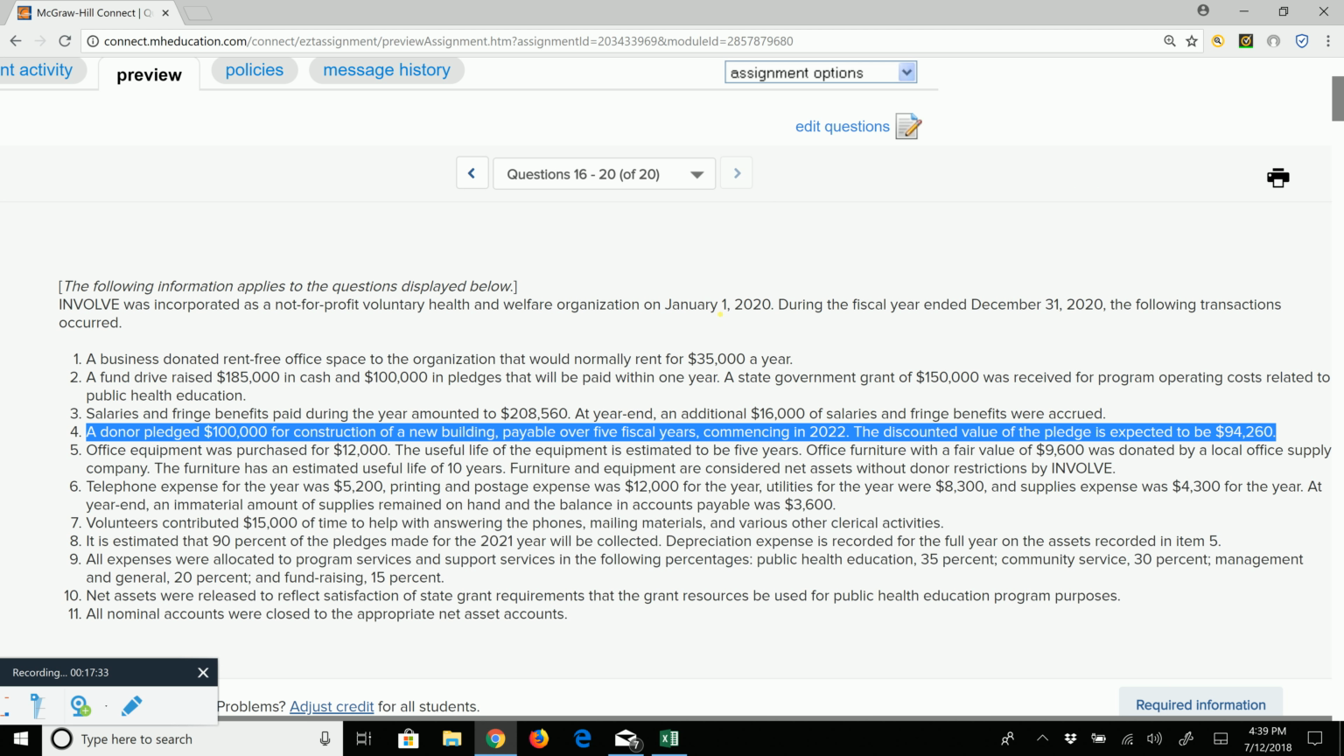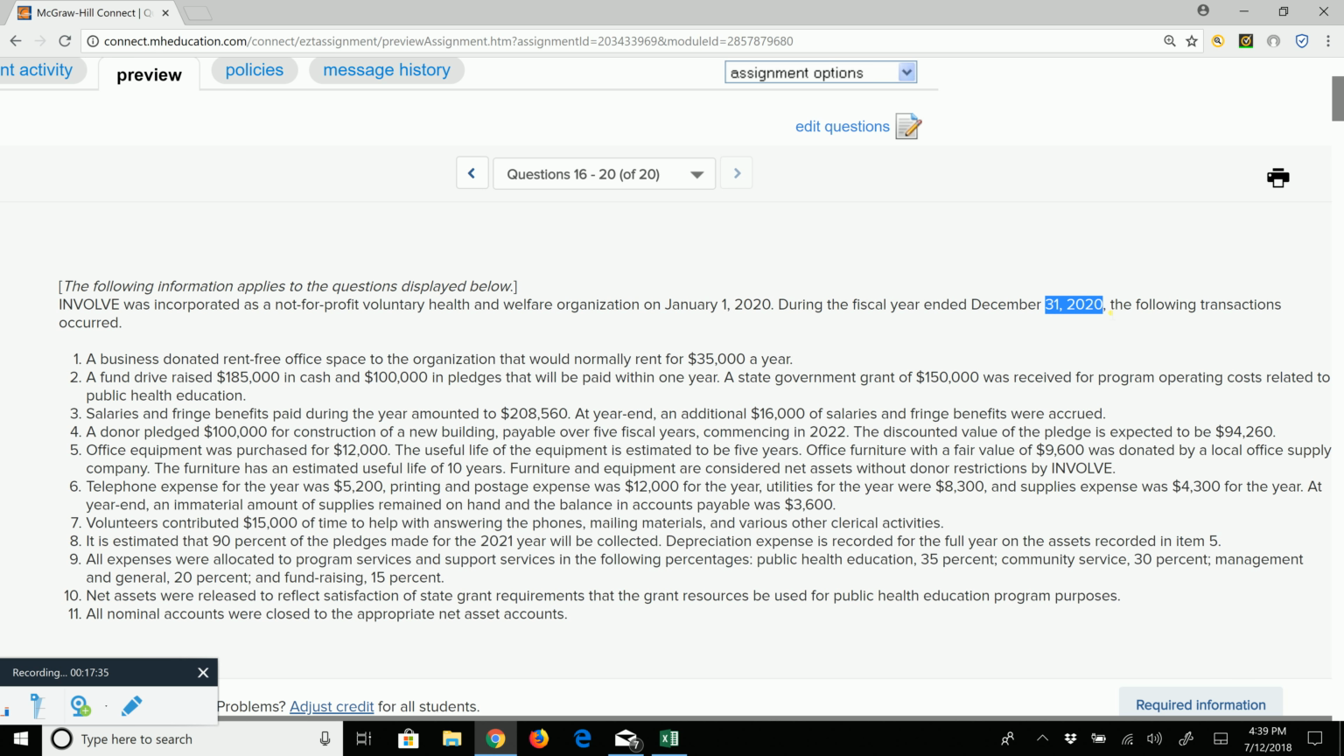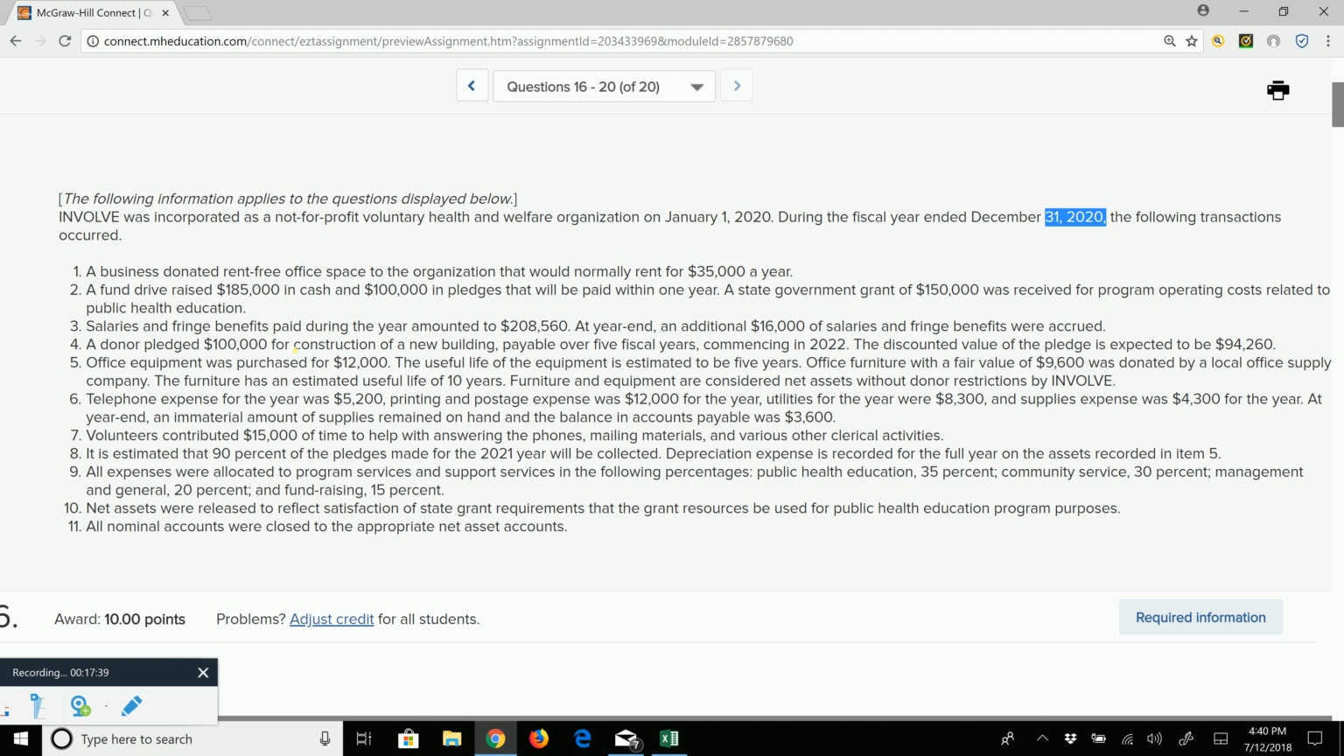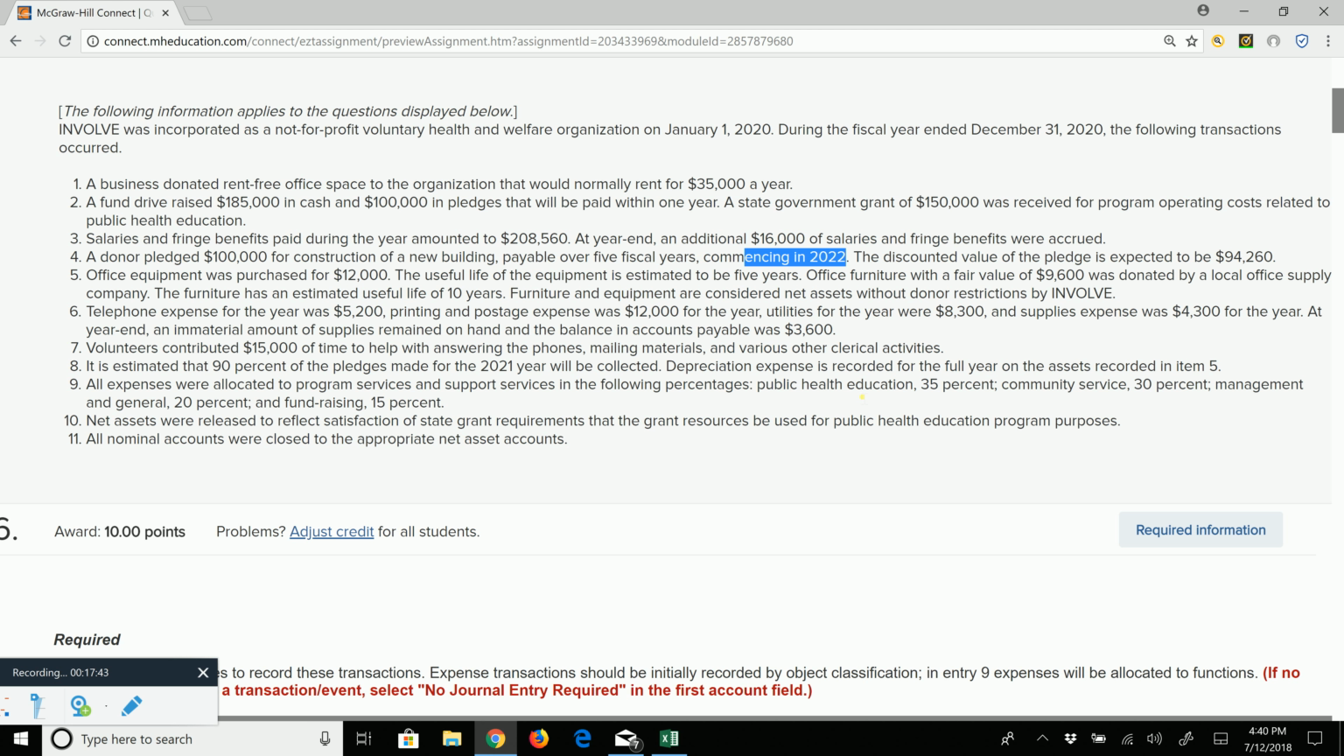Now remember, where are we? We're basically in the fiscal year ending December 31, 2020. Well, when are we going to receive this pledge? Over 5 years starting in 2022. So that's 2022, 23, 24, 25, 26. Well, when you're in the year 2020 and you're looking out to the year 2026, that's a long time.